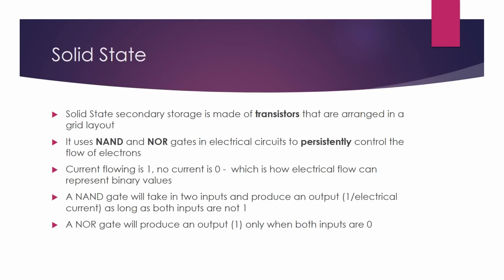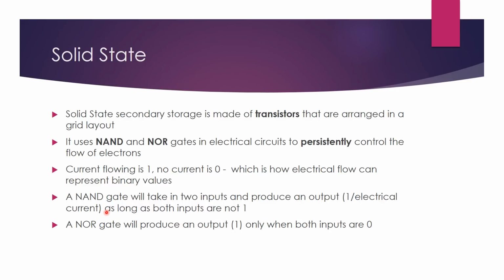Next is solid state. A solid state device is made up of different transistors that are arranged in a grid layout. It uses NAND and NOR gates. We will be talking about NAND and NOR gates in detail in chapter number maybe 9. Current flowing is 1, and when there is no current, then the value will be 0. In this way, we can convert our waves into digital data.